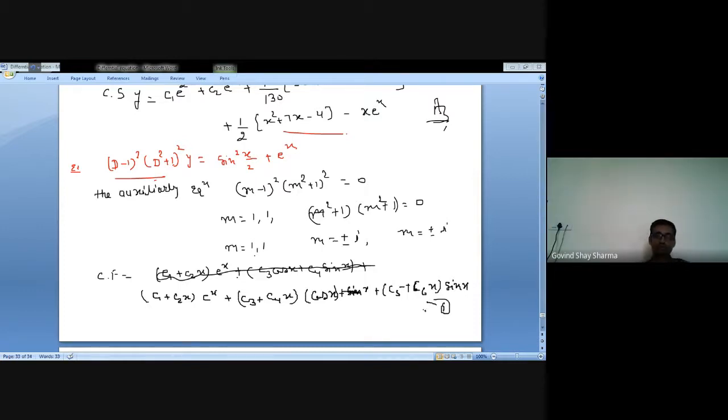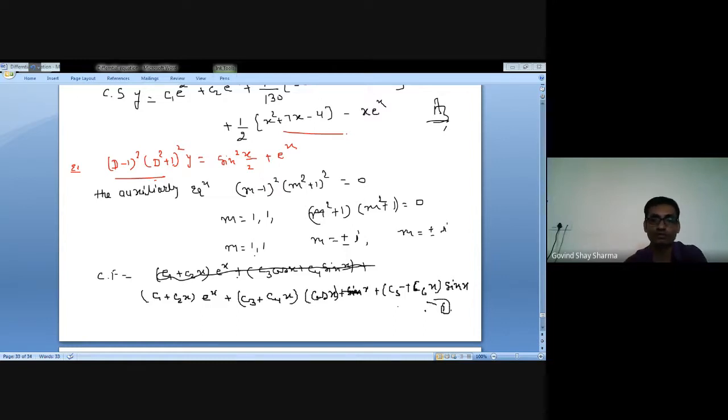Okay, here we see the auxiliary equation we get m is equal to 1, 1, m square plus 1 and m square plus 1. We get C1 plus C2 x e to power x, C3 plus C4 x cos x and C5 plus C6 x sin x. This is our CF.